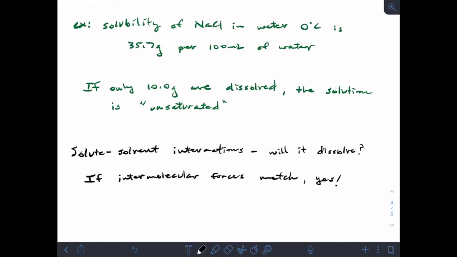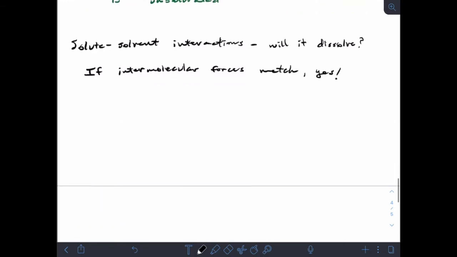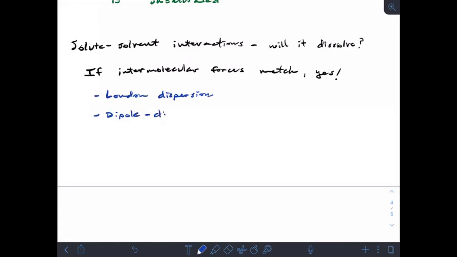So remember the concept of like dissolves like. So if we look at our list of intermolecular forces, remember what those are. So we have London dispersion, or sometimes just referred to as dispersion. We have dipole-dipole interactions, so polar things. We have hydrogen bonding, so things that have a hydrogen bonded directly to an oxygen, nitrogen, or fluorine. And we also have ion dipole interactions.